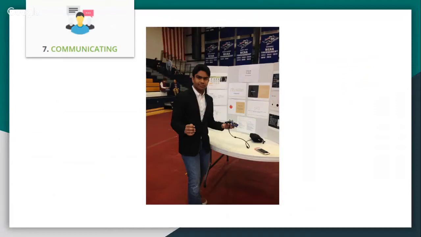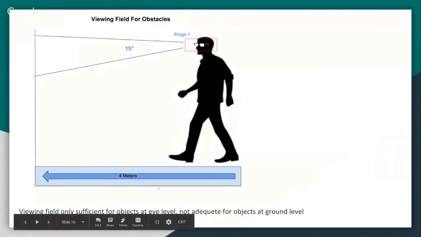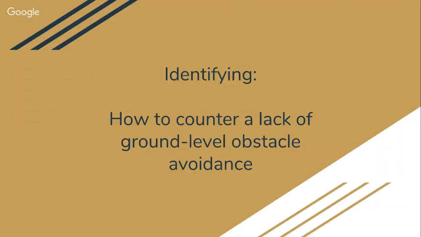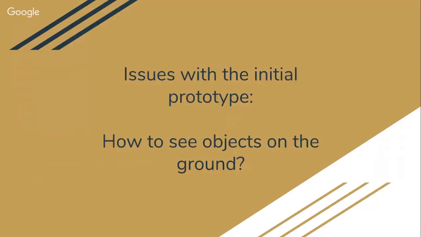You wouldn't know that's there because the viewing range of the sonar is 15 degrees, meaning it only goes 15 degrees outward. This is the viewing range of the sonar. That's all you get. So if I had a curb or a box or even a mailbox down on the ground, I would not be able to see that, and the user would end up bumping into it. So there's a problem with the initial prototype.